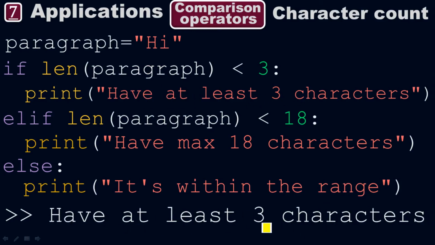This is the final answer. This is the output because we got the answer in the very first choice. We don't need to jump to the second choice and to the third choice. We got the answer here. So the program will stop here. This is my final output. Have at least 3 characters.